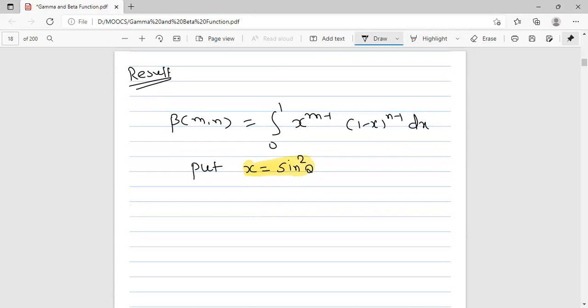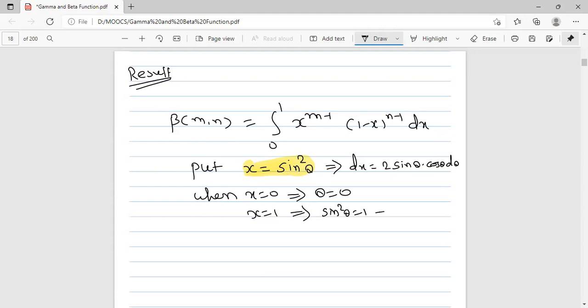Now I will find its derivative. The derivative becomes 2 into sine theta into cos theta into d theta. What about the limits? When x equal to 0, we get sine square theta equal to 0, so theta equal to 0. And when x equal to 1, sine square theta is equal to 1, that means sine theta equal to 1, so theta equal to pi by 2. In this case, the limits are varying.